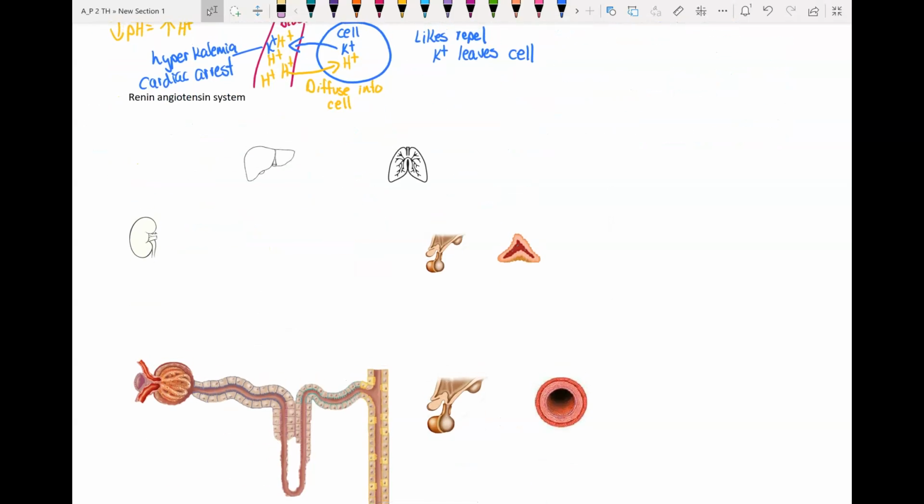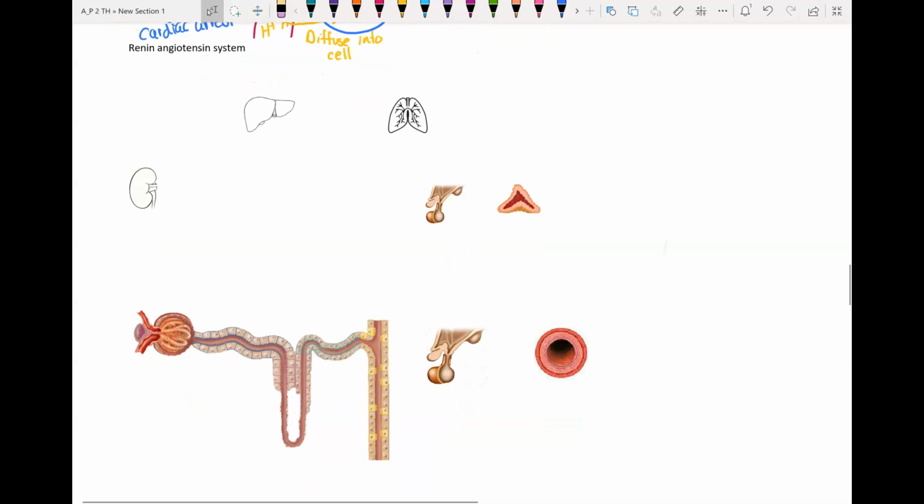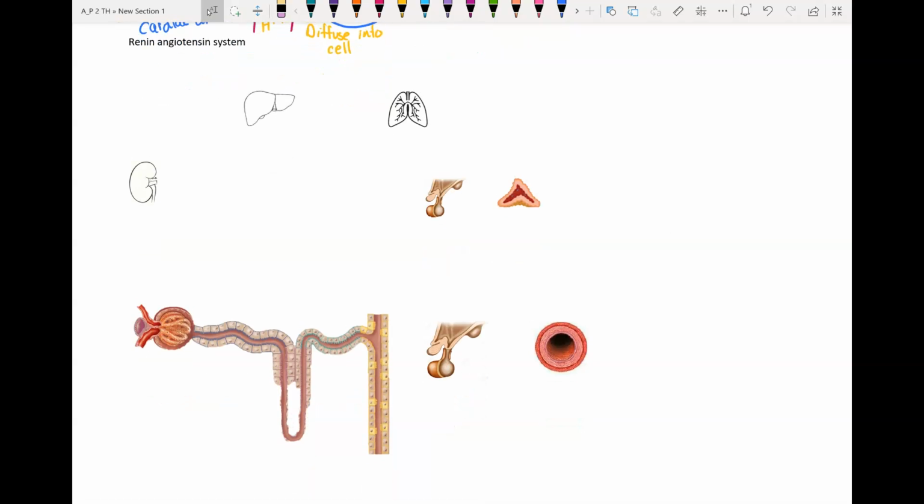Now we can move on and review some hormones. So this is all a review of what you've already learned in chapter 20. So first we're going to look at the renin-angiotensin system. So remember, you have your liver makes angiotensinogen. So this is an inactive hormone that is made by your liver and it is kept in your blood all the time. So you always have angiotensinogen in your blood.